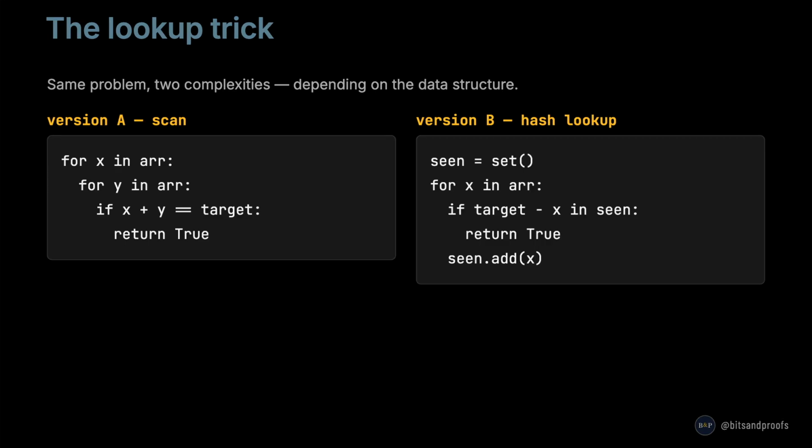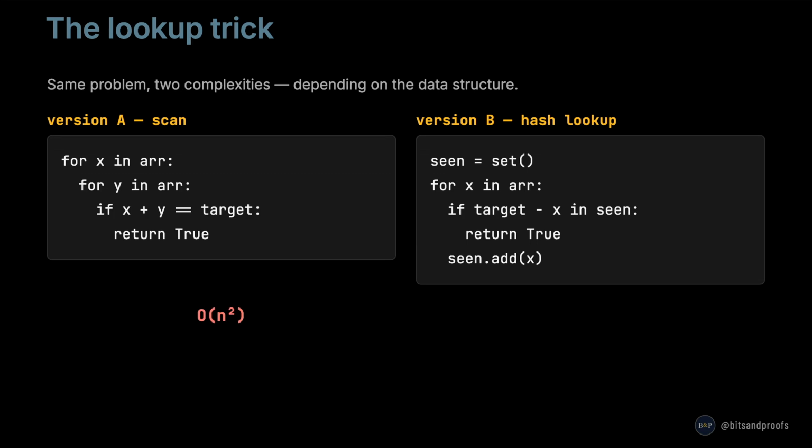Now here is the most important trick for reducing complexity in everyday code. The lookup trick. Same problem, 2 different complexities depending on the data structure you choose. This is the trick that turns interview rejection into interview offers.